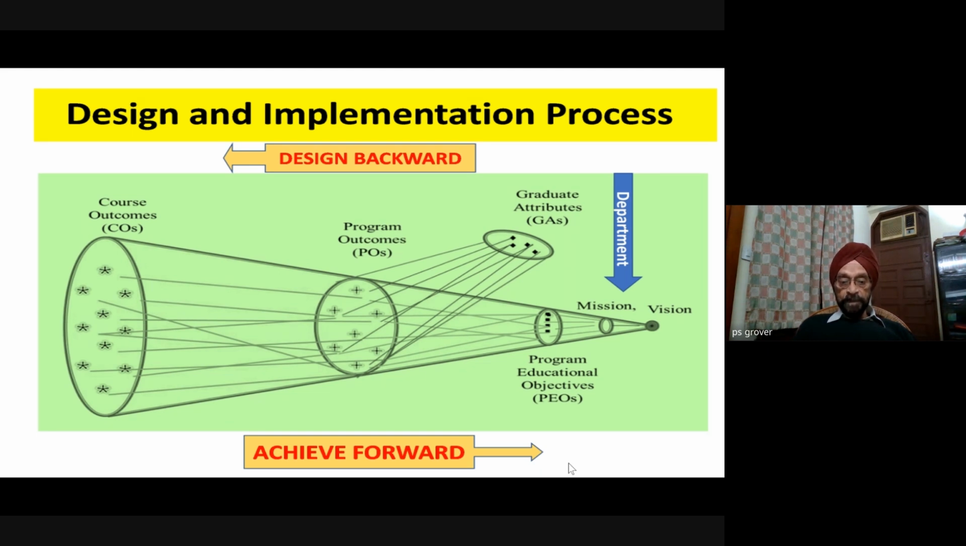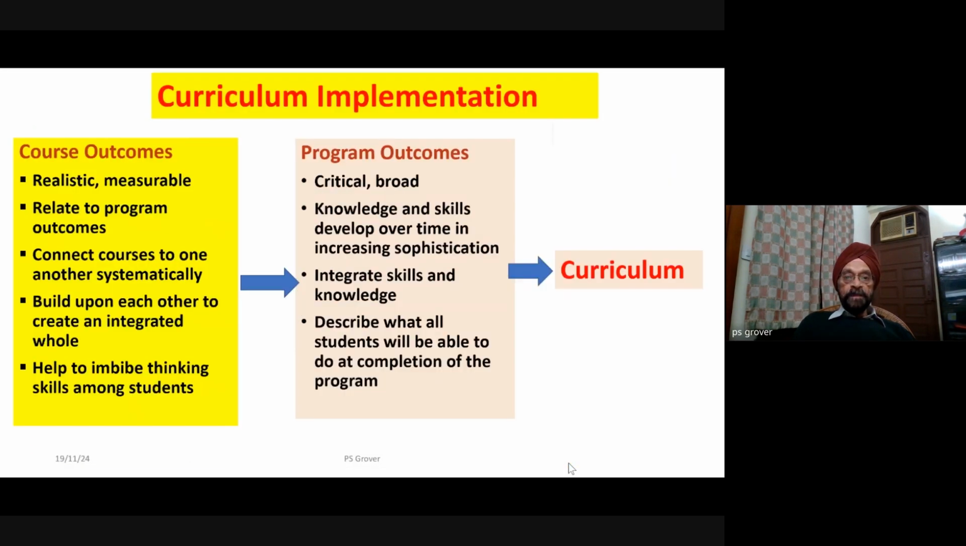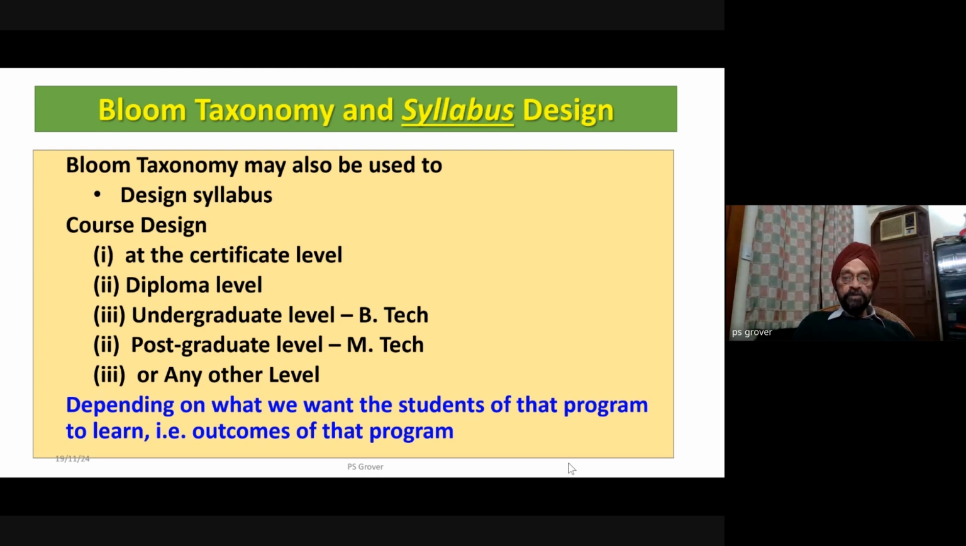But when we check whether we have fulfilled the objectives of the institute, then we achieve it forward. That means course outcome to program outcome to mission and vision. When we designed the curriculum, we took a view from the graduate attributes, then prepared program outcomes, prepared course outcomes, and so on. So kindly see how we do this thing.